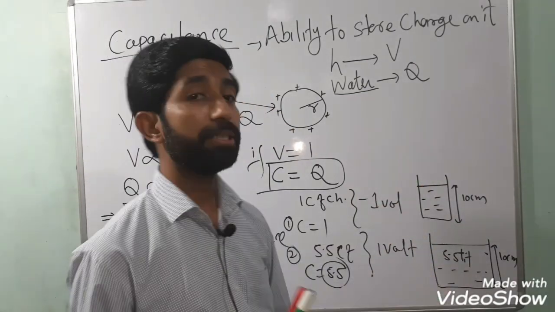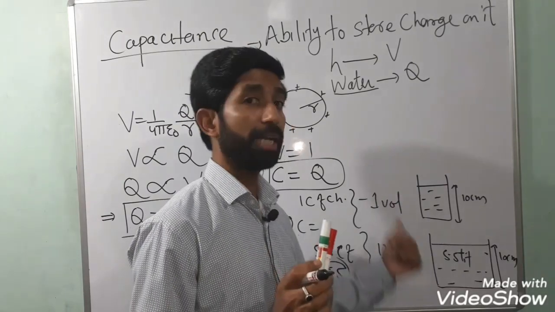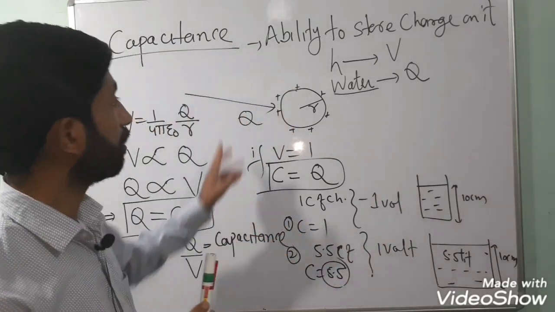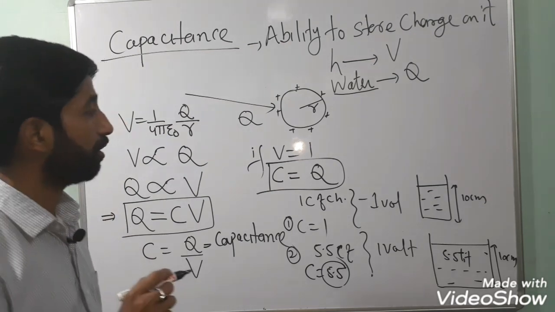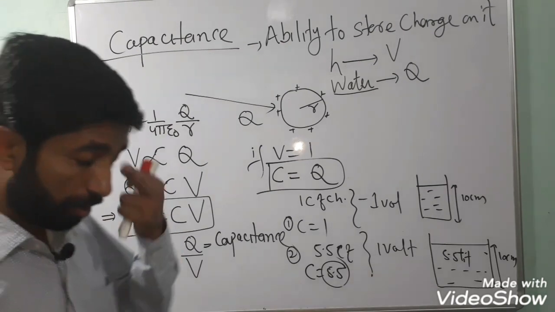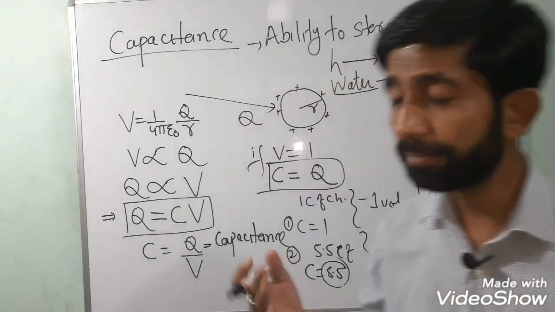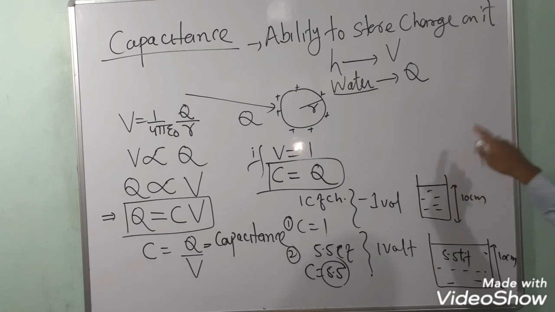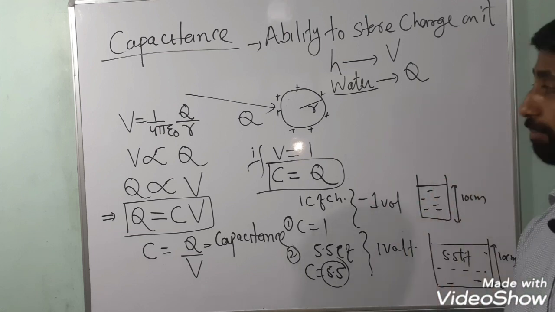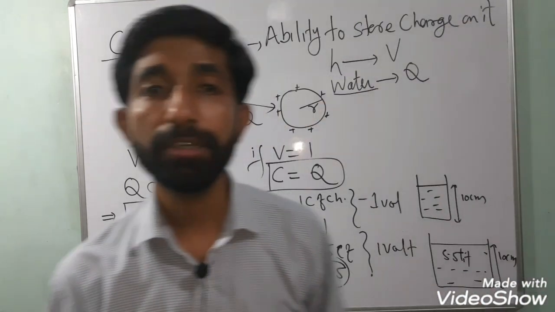Why? Because of its shape, its size. So the capacitance of any device depends on the size, not on the medium. We shall discuss that afterwards, but first of all, its size and shape are very, very important. Okay, this is the idea of capacitance.